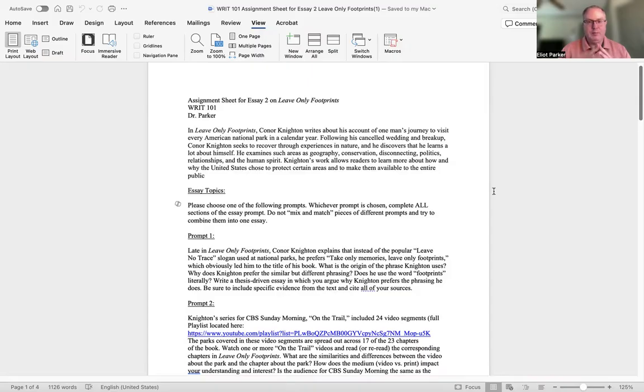Another prompt I created based on the things you've been writing about in the modules the last couple of weeks, and also conversations that you and I have had outside of Blackboard, maybe through email or on Zoom or in person, regarding the book and some of the themes that Conor's writing about. I took some of those ideas and made a prompt.